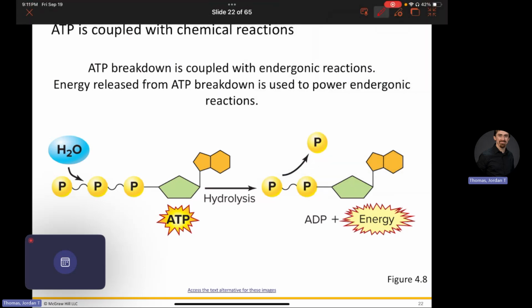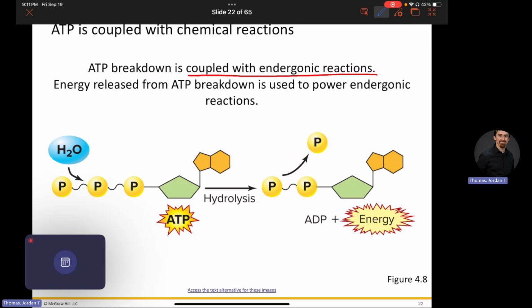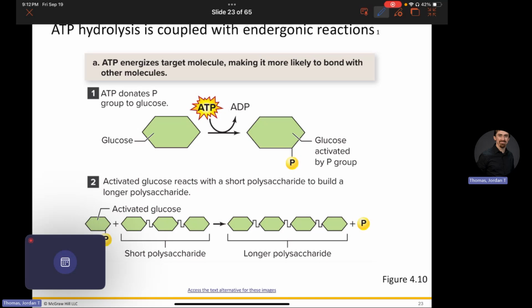So ATP breakdown is coupled with endergonic reactions, reactions that need energy. Energy released from ATP breakdown is used to power endergonic reactions. So in the example here, again, we are breaking this bond using water, and a lot of energy is being produced. That energy goes out to other reactions.